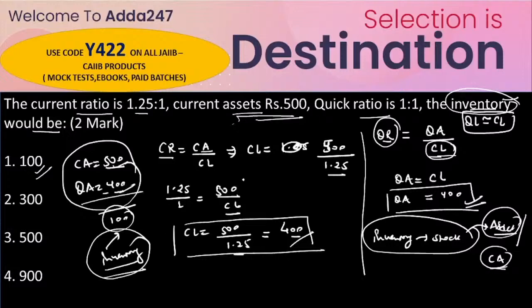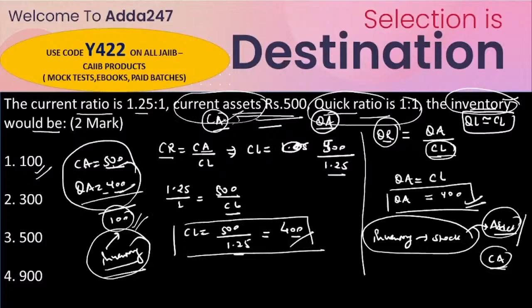You have to understand, if the current assets value is given, and we know that inventory is a part of the current assets, and we can also obtain the quick assets from the ratio, then if we calculate the quick assets and we know the current assets, just subtract them and you will get the inventory. So the inventory would be 100, and this would be the answer.